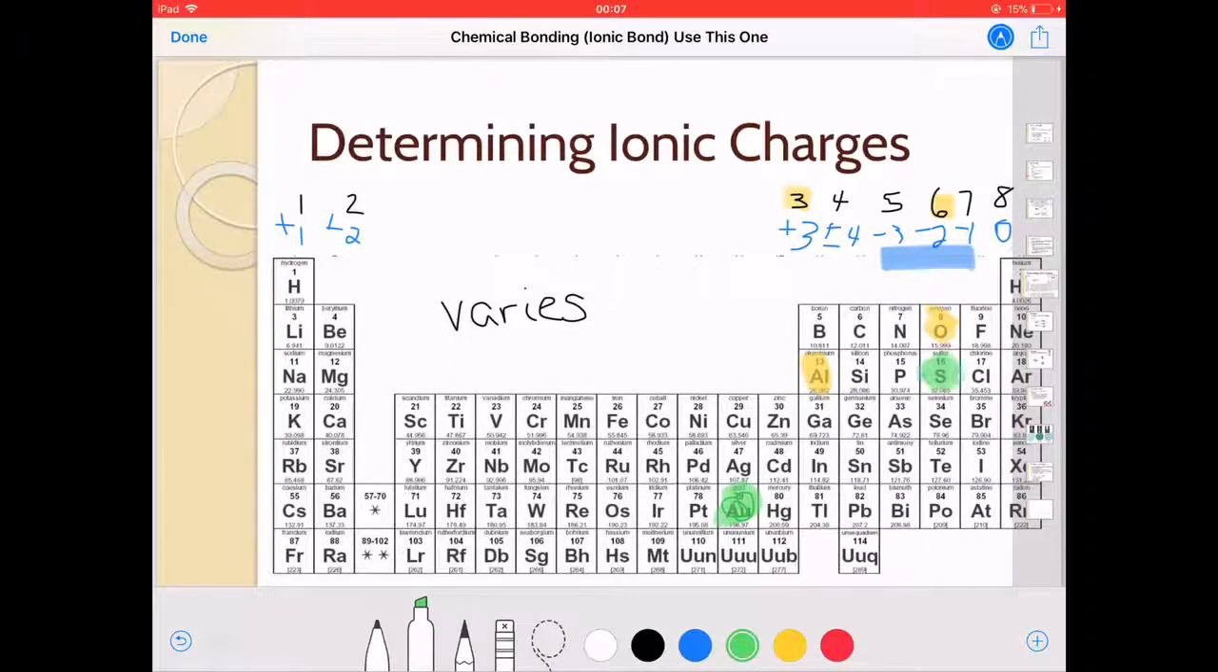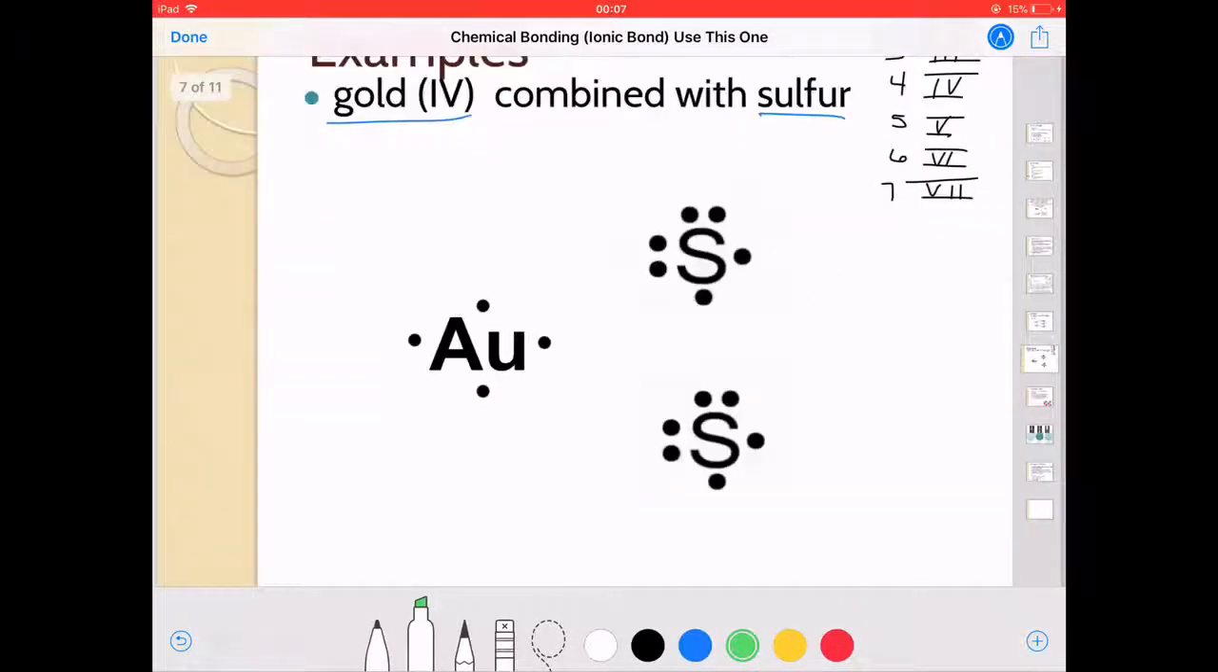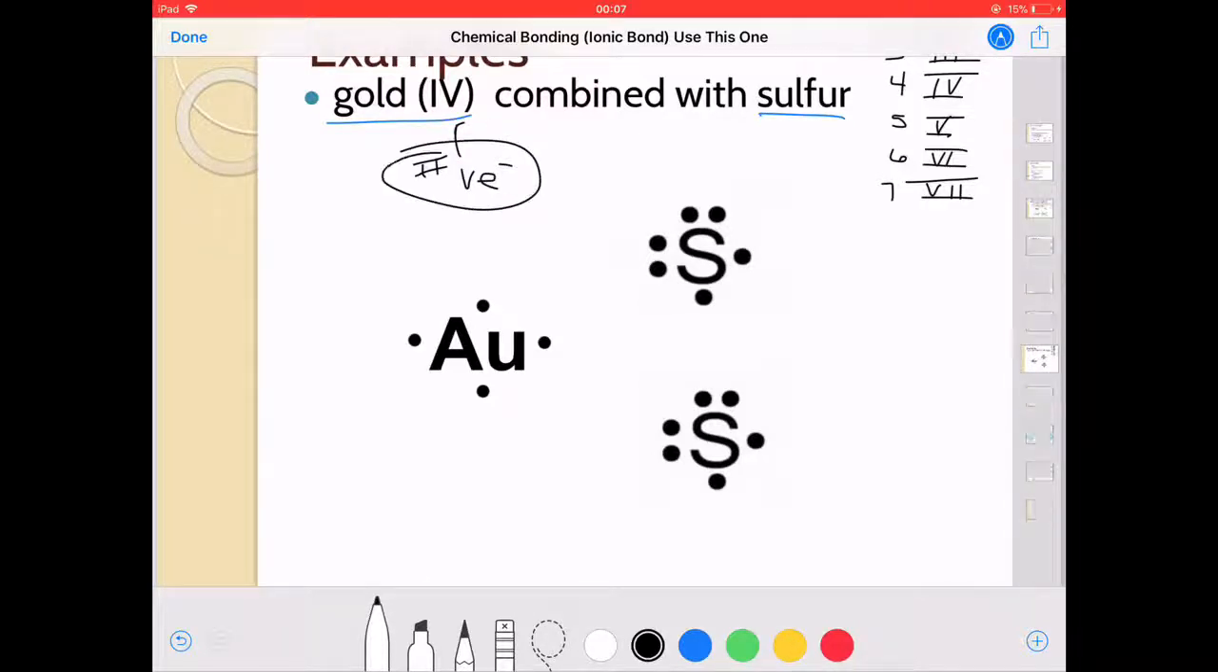The other one, sulfur, is going to look just like your oxygen. It has 6 valence electrons because it's in the same family. So the valence electrons for your gold are depicted from those Roman numerals. Those tell you your number of valence electrons. So make sure you know that. Make sure you make a note of that on your note sheet. So with that, gold Au has 4 valence electrons, or 4 dots around it. Sulfur has 6 valence electrons.